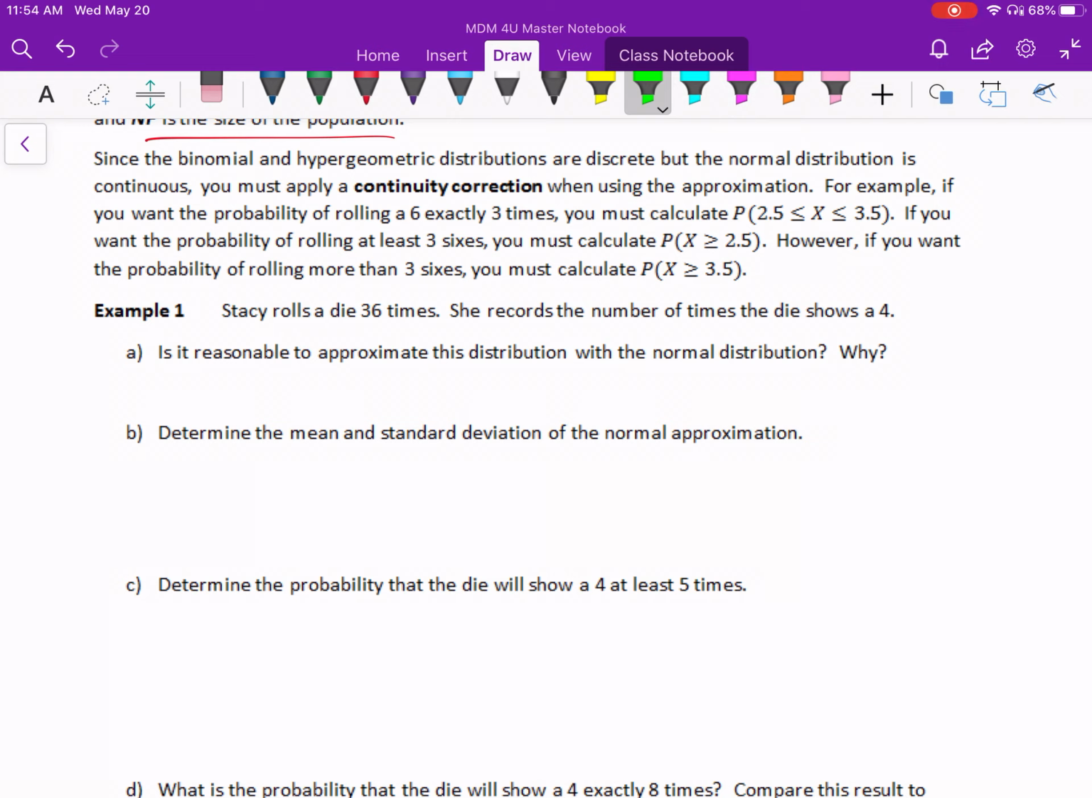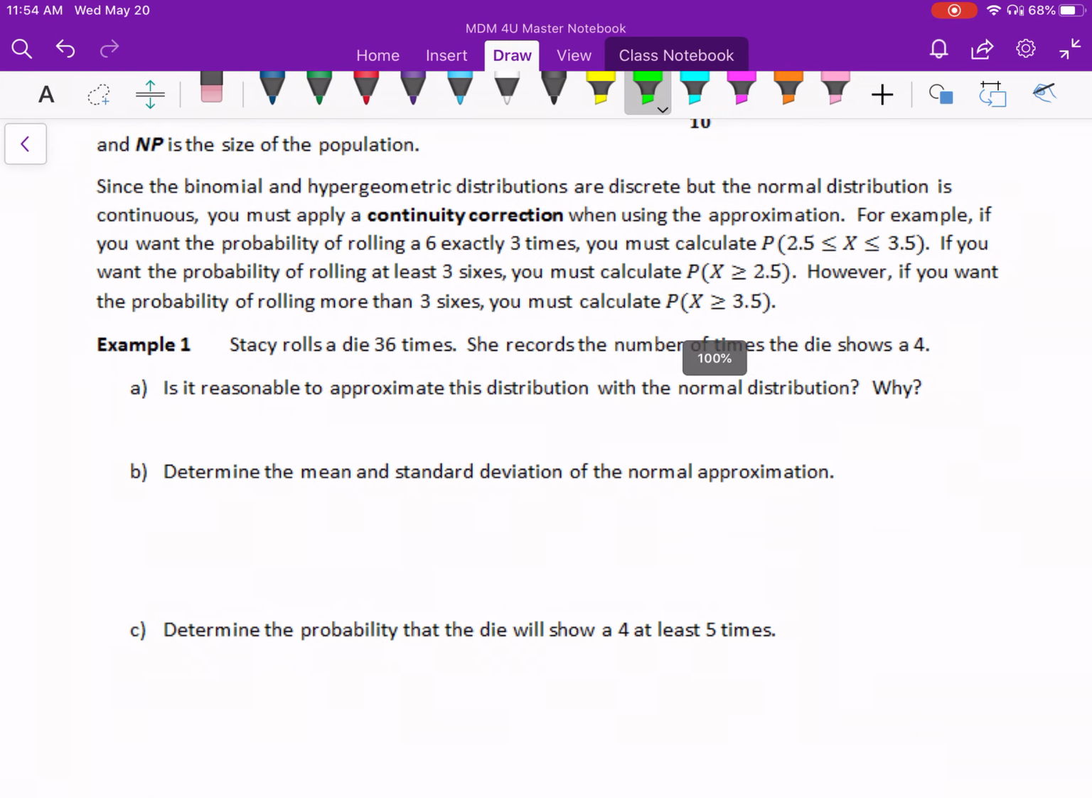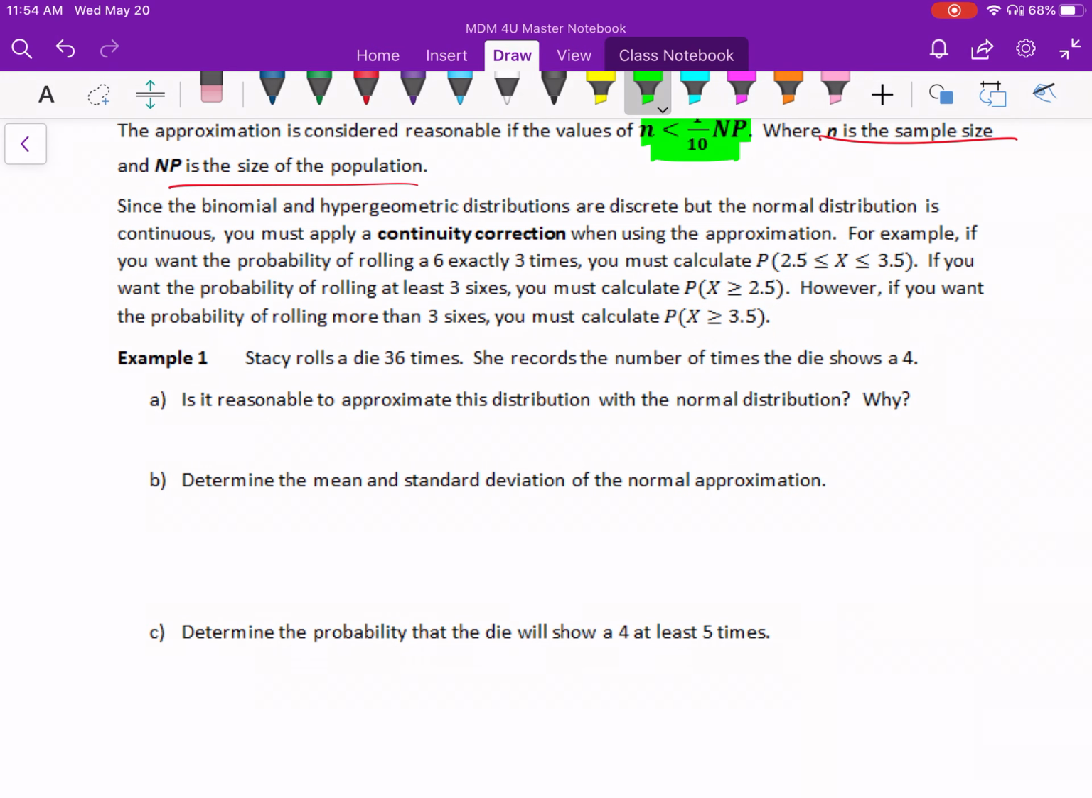Since binomial and hypergeometric distributions are discrete, but the normal distribution is continuous, we have to apply what's called a continuity correction.